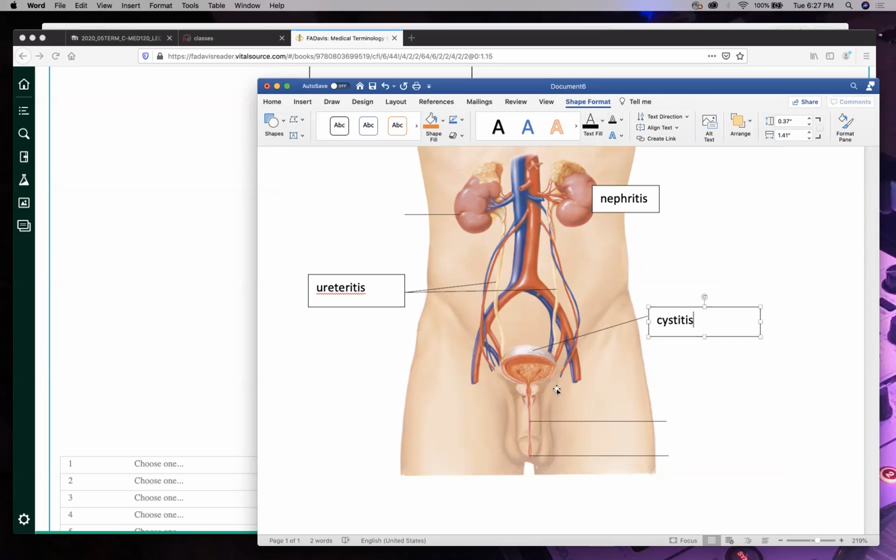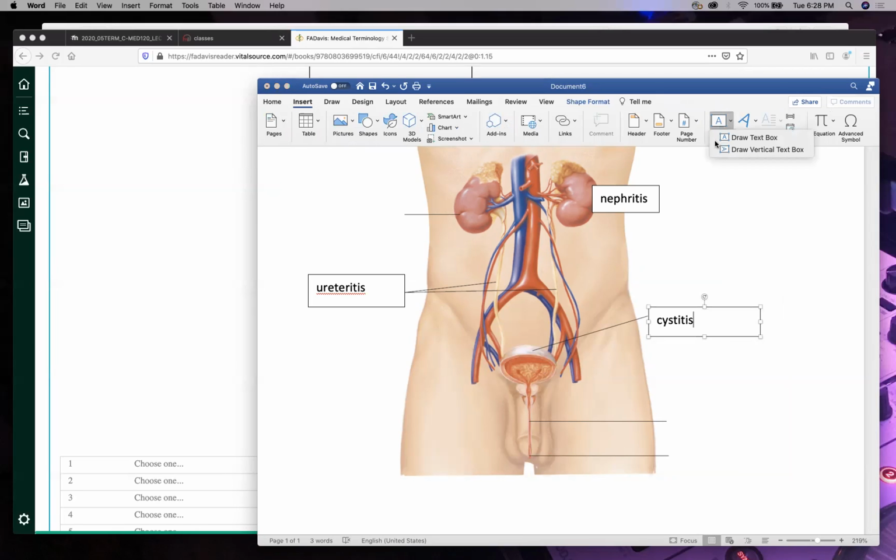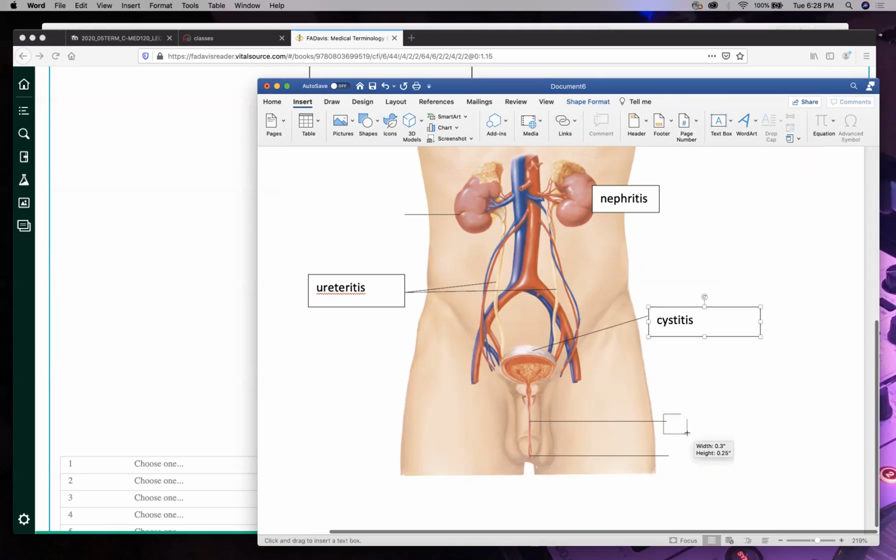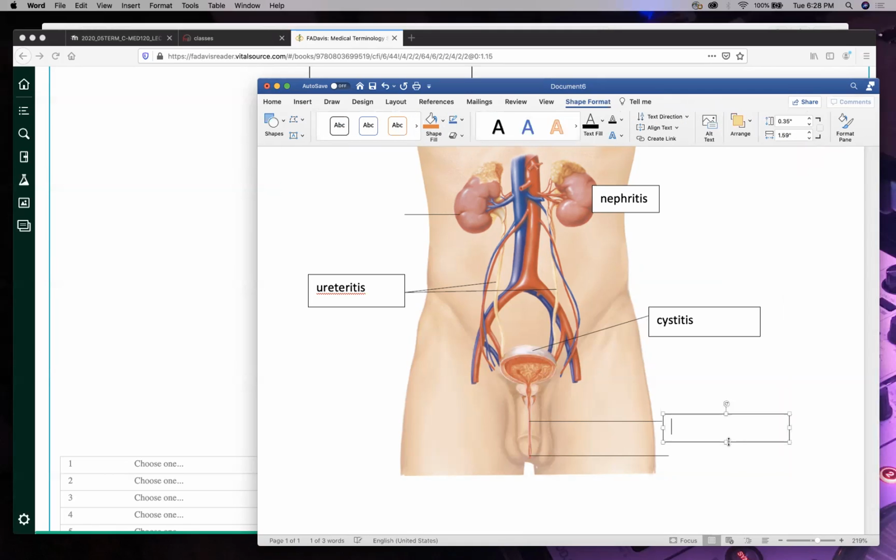Inflammation and infection of the urinary bladder. And then, last but not least, now, do you see how close this is? Urethritis and ureteritis. Remember, your ureters, two of them. Urethra, you only got one of them. Okay?